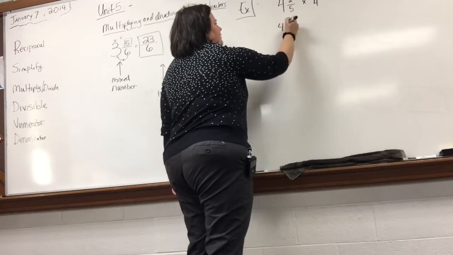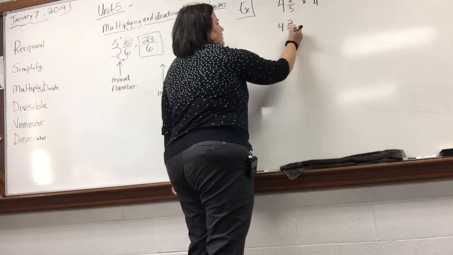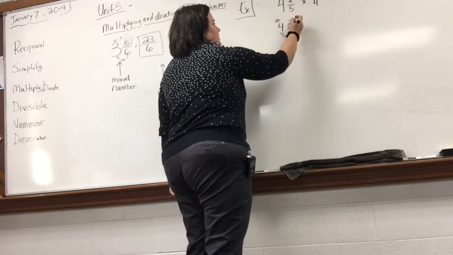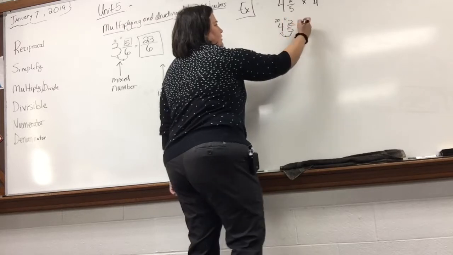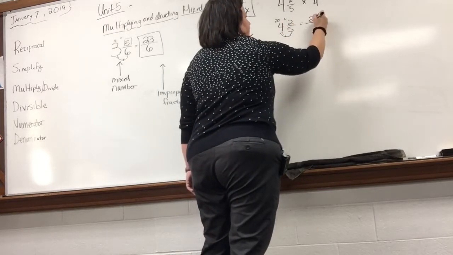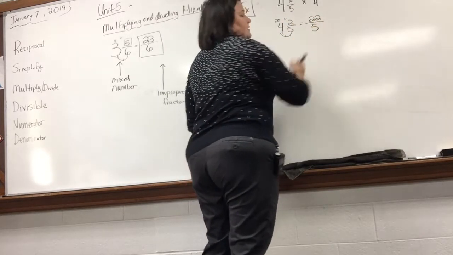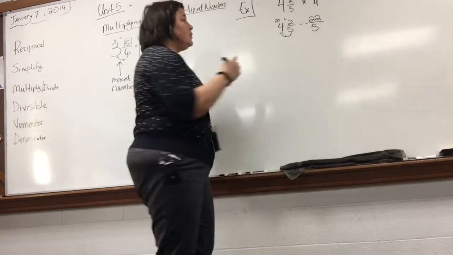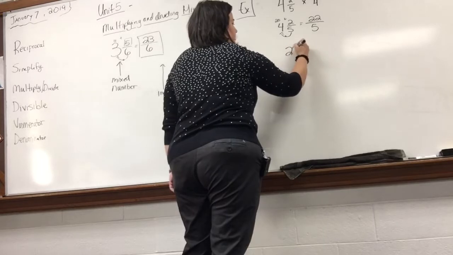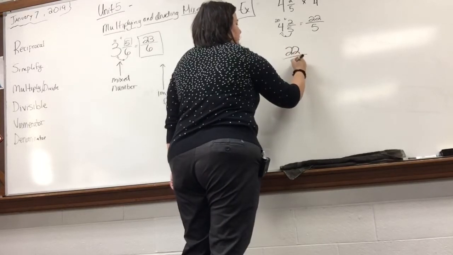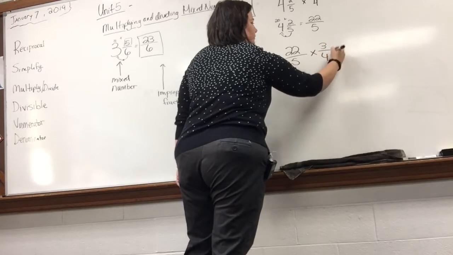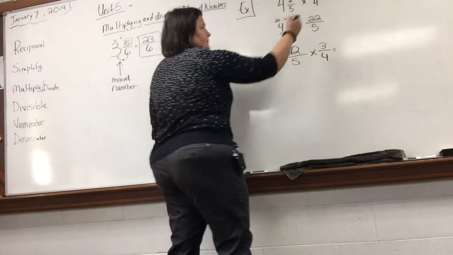I'm going to bring it down here. 4 2/5. 5 times 4 gives me 20. 20 plus 2 is 22. That gives us 22/5. Then I'm going to come down and I'm going to rewrite this. 22/5 times 3/4 equals.